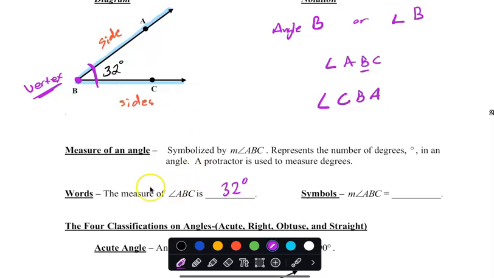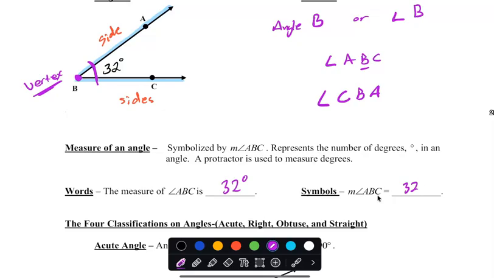If you want to do that in symbols, instead of writing angle here, you can write the little angle symbol. Instead of writing measure, you can write the little M symbol. So if it says, I want the measure of angle ABC, which is also 32 degrees.